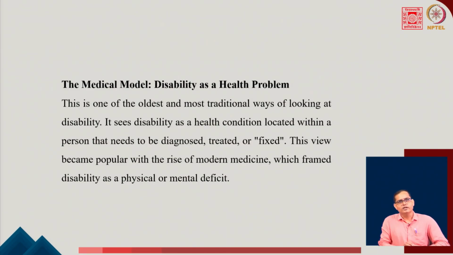Let us try to discuss the medical model of disability that is related to the health problem. This is one of the oldest and the most traditional way of looking at disability. It sees disability as a health condition located within the person that needs to be diagnosed, treated or fixed. This view became popular with the rise of modern medicine, which framed disability as a physical or mental deficit.